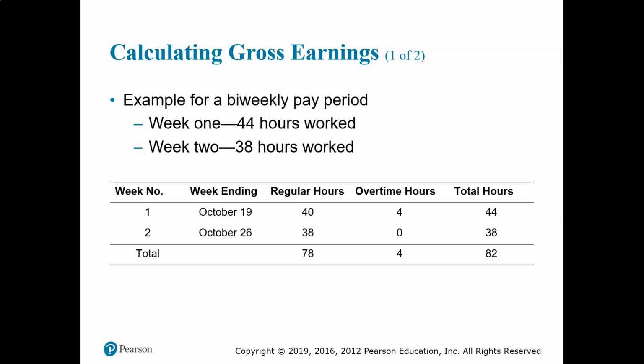Example for a biweekly pay period. Week 1, 44 hours worked. Week 2, 38 hours worked. So in week 1, we had 4 hours of overtime. In week 2, we just had regular time of 38 hours. But when you look at the biweekly pay period, you still only have 4 hours of overtime because you look at it on a weekly basis.